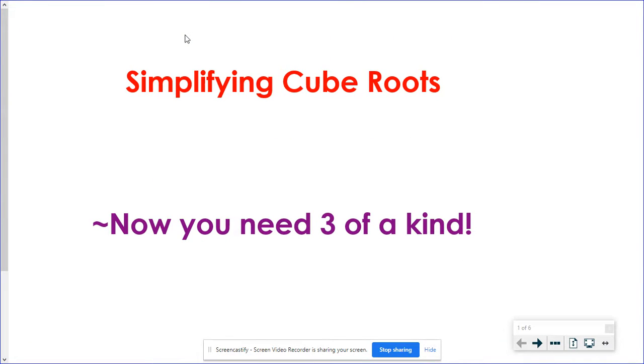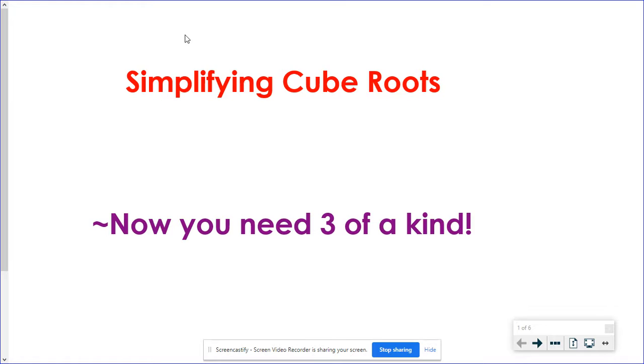Hello again, algebra students. Today, we're going to continue what we were doing yesterday, which was simplifying radicals, which are just square roots. And today we're going to be simplifying cube roots. And I didn't mention this in the last lesson, but square roots really undo squares. Squares are exponents. That's why this whole unit goes together with exponents and radicals.